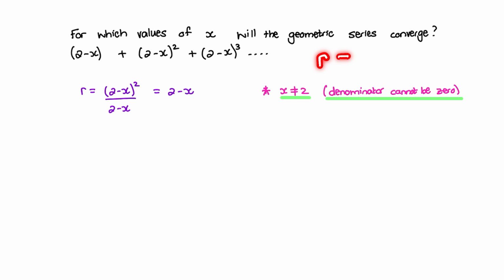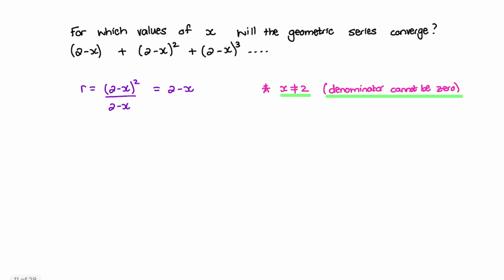So to find that constant ratio, we'll say term 2 divided by term 1. Now the second term is (2 minus x) squared, and the first term is 2 minus x. And that is exactly what I did here. And can you see that the terms in the numerator and denominator are the same, except for the numerator is raised to the power of 2. So when I apply exponent laws, I'll have (2 minus x) in brackets raised to the power of 2 minus 1. And that simplifies to 2 minus x. So that is our constant ratio.